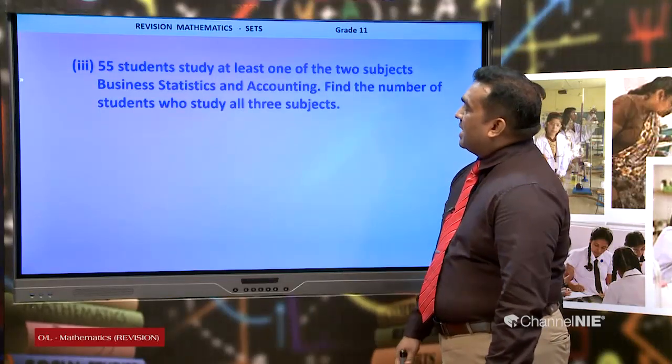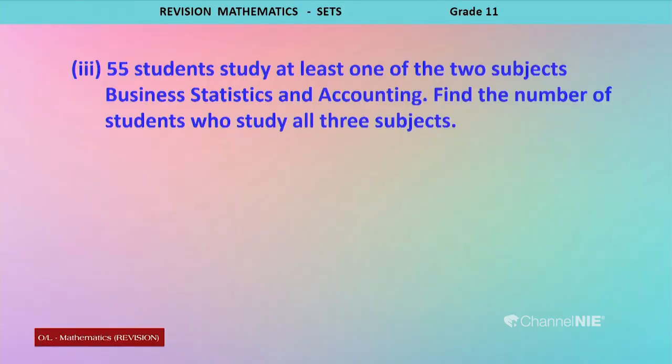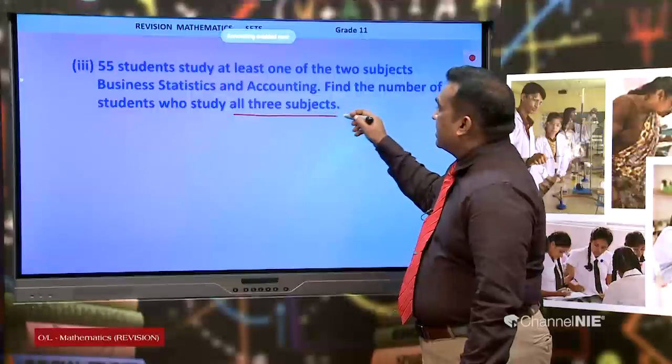55 students study at least one of the 2 subjects, business statistics and accounting. Find the number of students who study all 3 subjects. All 3 subjects.